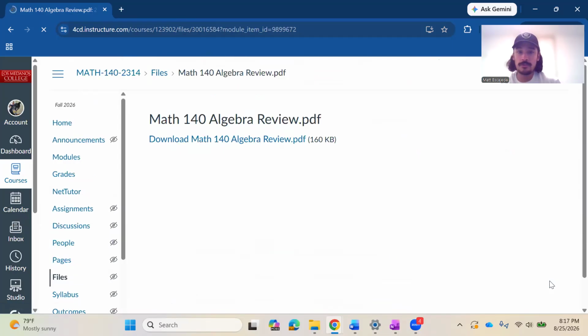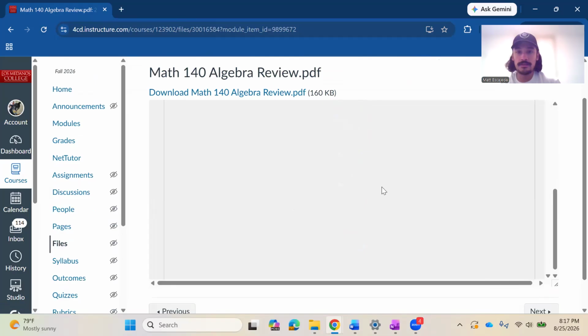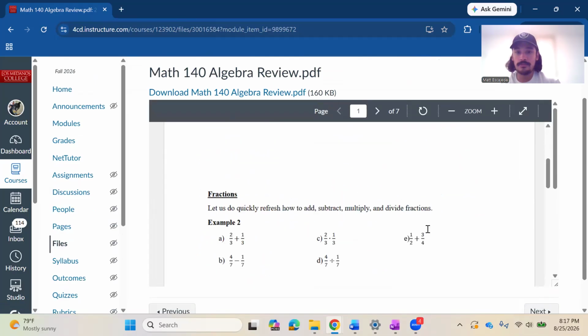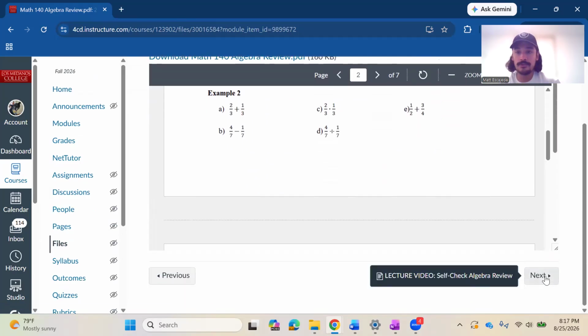This is the notes as well. In this link, it's a PDF of the notes here for you if you want to print it out, etc.